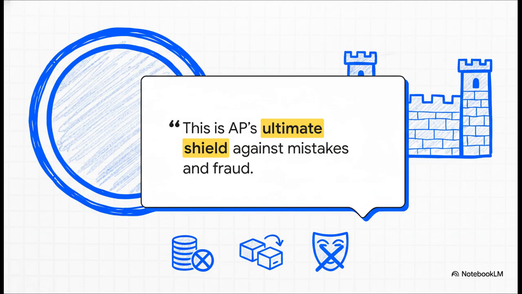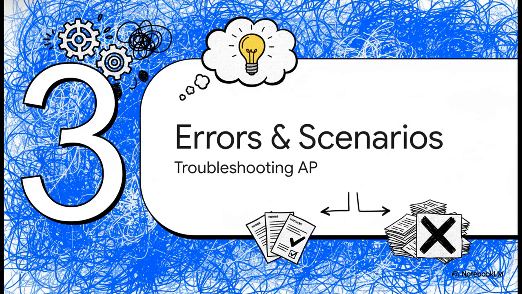The real trick here is how you present this concept. You need to frame this control to your interviewer as the company's ultimate shield. It's literally the primary defense against duplicate payments, those costly quantity discrepancies, and outright vendor fraud. Saying it like this shows you really understand that AP is a gatekeeper protecting the firm's bottom line. All right, on to Section 3, errors and advanced scenarios.